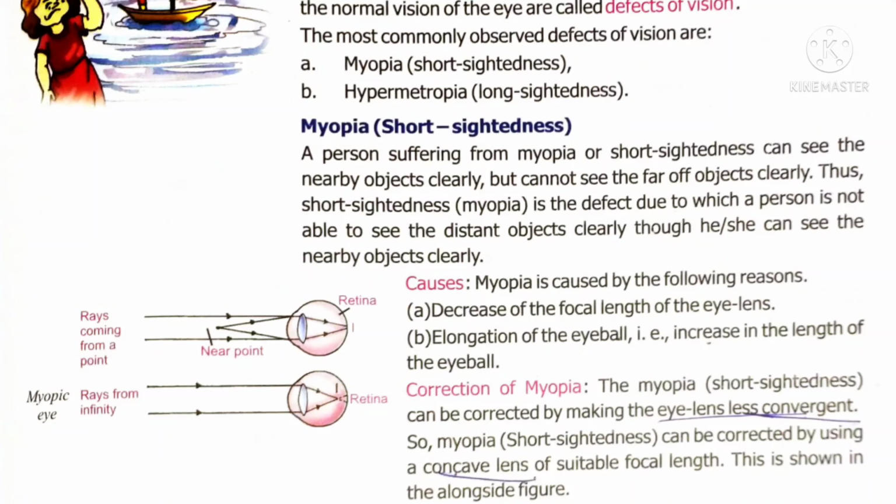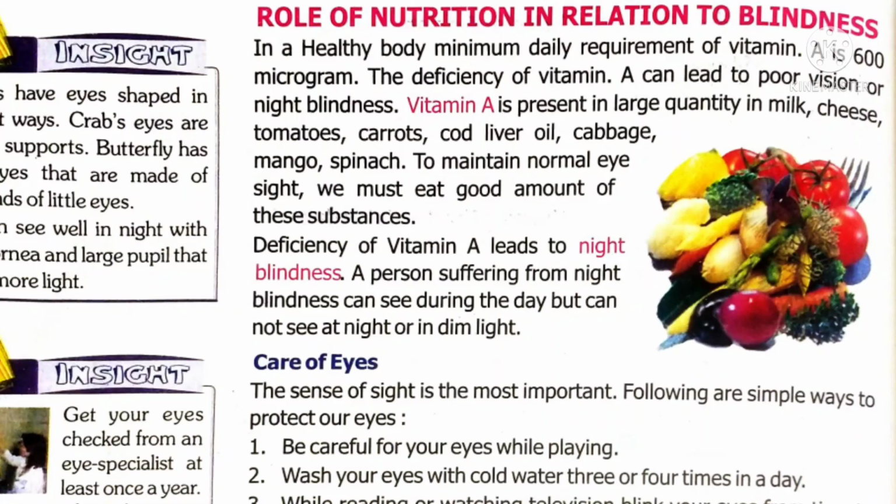Students, our eye is the most important and prominent part of our body, so we have to take care of our eyes. We have to eat proper nutritious food in order to improve our sight. Eat vitamin A rich food like milk, cheese, tomato, carrot, cod liver oil, cabbage, mango, spinach, and green vegetables. This will help you to improve your eye defects. If there is a lack of vitamin A in our body, it causes night blindness. A person suffering from night blindness can see only during the day. After 6 p.m., they cannot see one another.